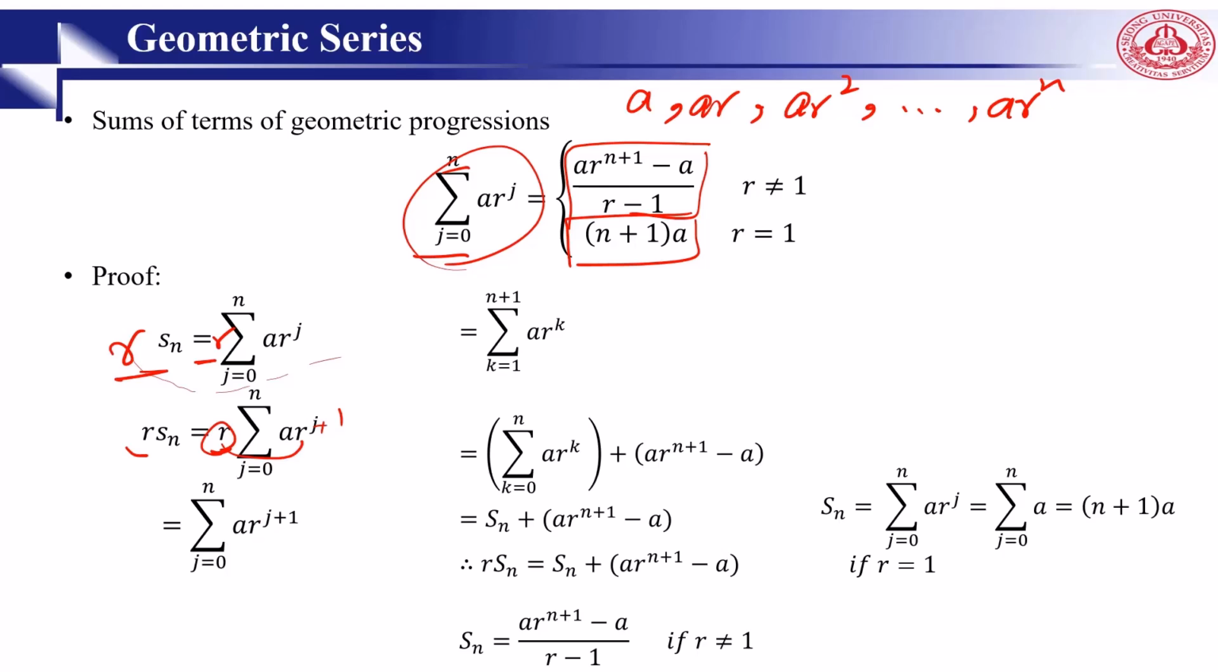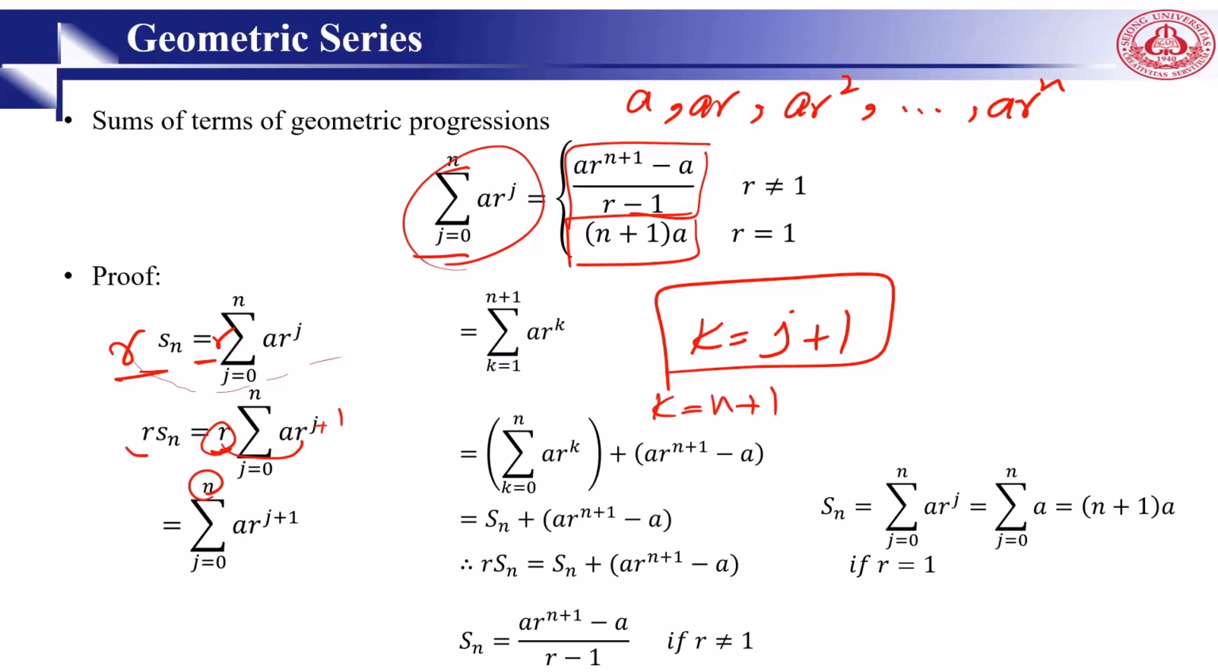Arj plus 1, right? Then by shifting the index of summation, k equal to j plus 1, we will have k from 1 to n plus 1, because we consider k as j plus 1, right? So it will be k from 1 to n plus 1, ark. Then by removing the k equals n plus 1 term and adding the k equals 0 term, we will have the summation of k from 0 to n, ark plus arn plus 1 minus a.